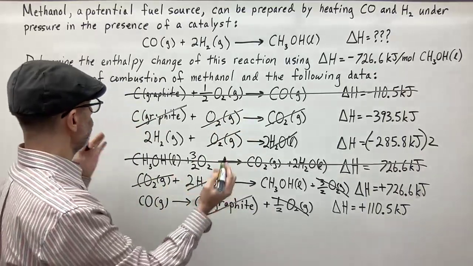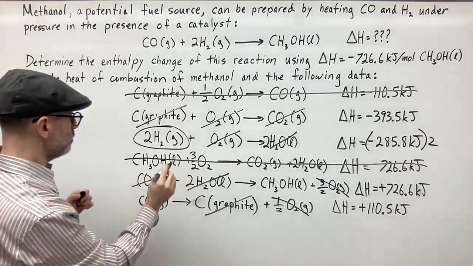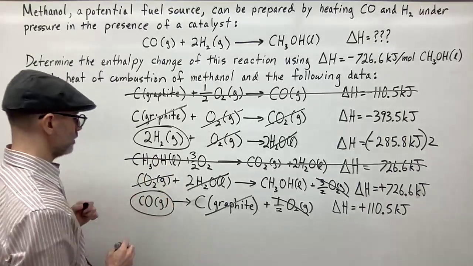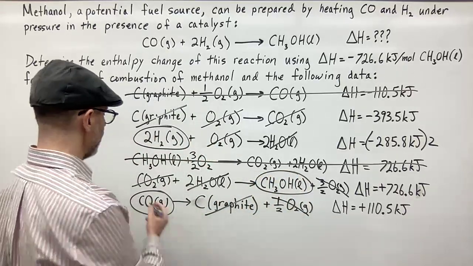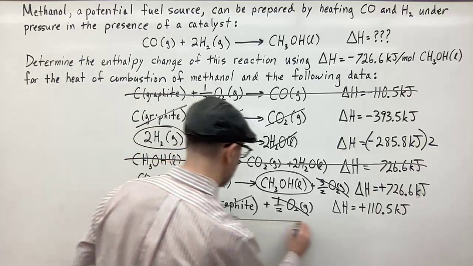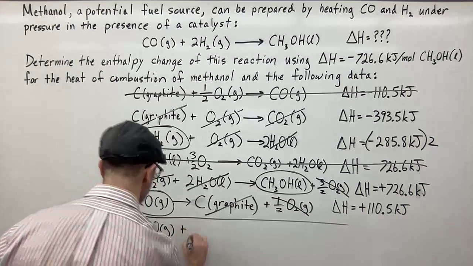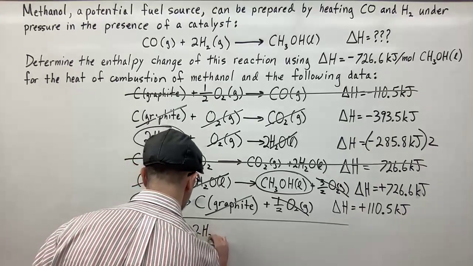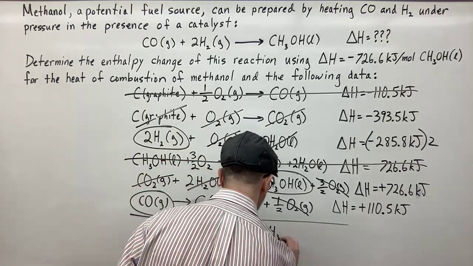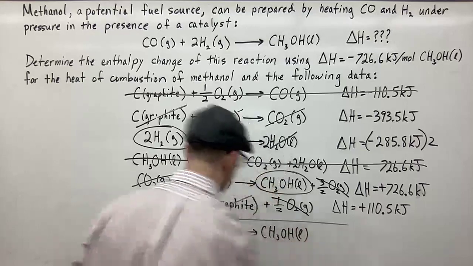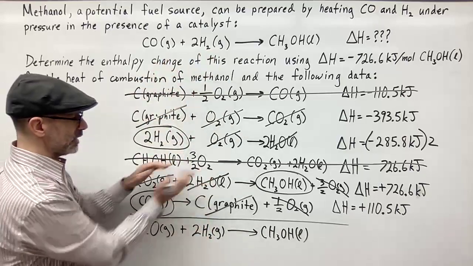So let me circle what I have left. I have 2H2 gas left. I have CO gas left. And I have the methanol left. And that is going to add up. Those are going to add up to CO gas plus 2H2 gas is going to give me CH3OH liquid. So, ladies and gentlemen, I have my target equation right here by adding these together.